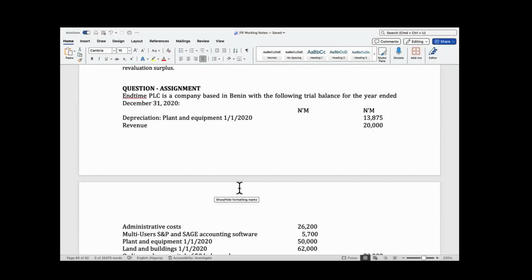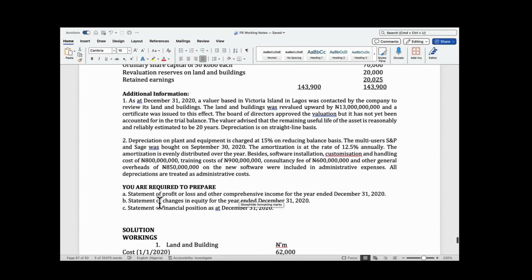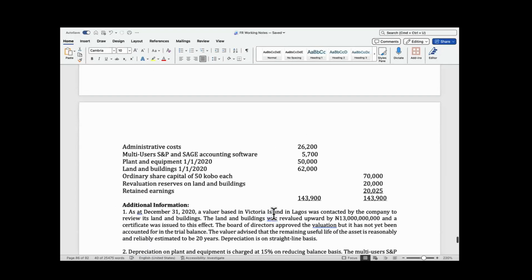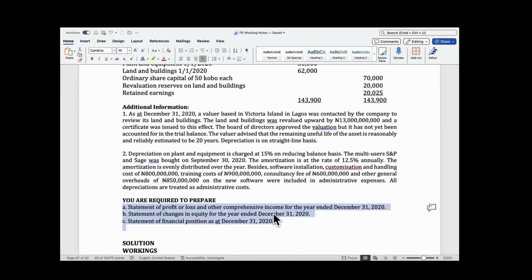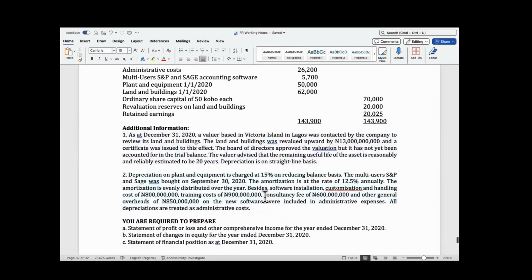Now, the second one, which is this. Basically, my focus is not you preparing all this because it's not even the complete question. I just extracted these two additional information, just hoping you'll be able to adjust it properly. So let's look at it.